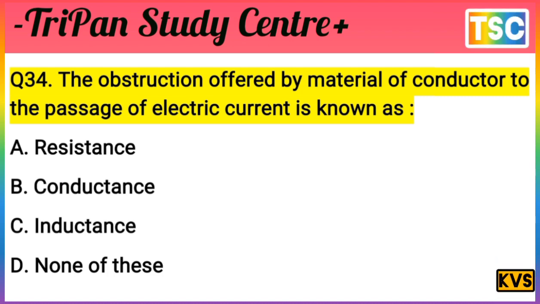Let's see what the answer is for this question. The obstruction offered by the material of a conductor to the passage of electric current is known as resistance. This is option A, which is correct. Resistance is the obstruction of the material of a conductor to electrical current. Option A is correct for this question. That's important. Let's see the next question.